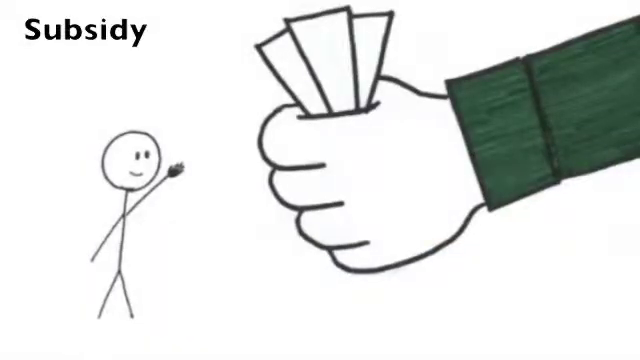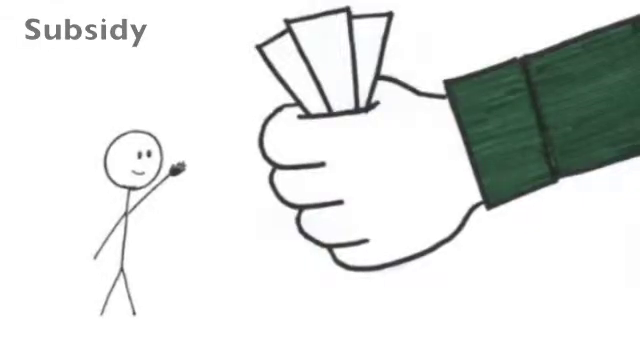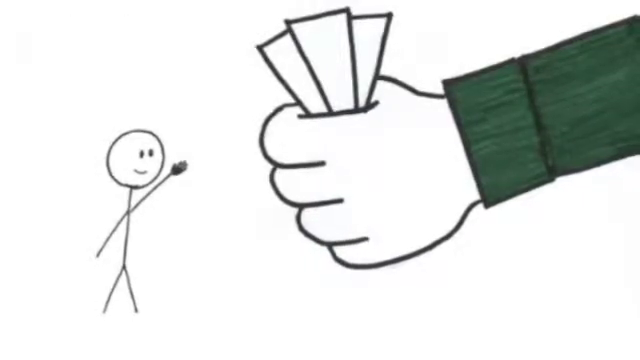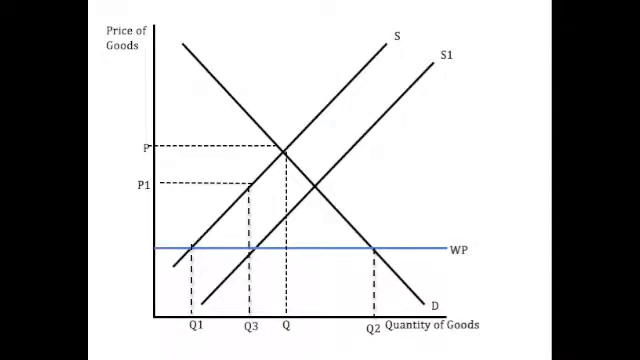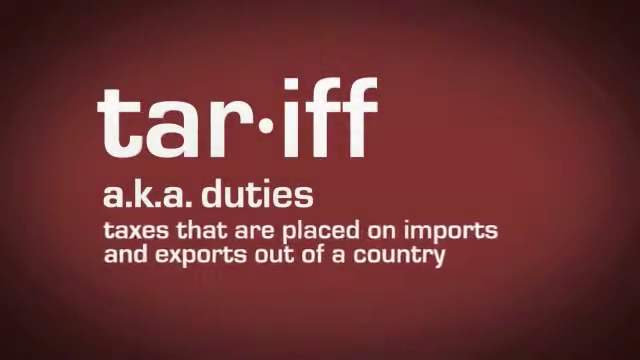A subsidy is an amount of money paid by the government to a firm per unit of output. This causes the supply curve to shift from S to S1, creating a new equilibrium point. This causes the price to decrease from P to P1 and the imported goods to decrease from Q1 and Q2 to Q3 and Q2. A tariff is a tax imposed on imported goods.